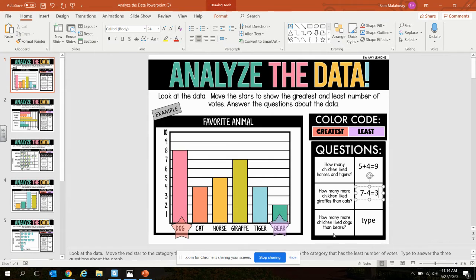How many more children liked dogs than bears? Well, there's that how many more. So we know we're going to subtract. We're going to look at the bigger number and the smaller number and find the difference. So let's see. Dogs was 8. Bears was only 2. So the difference between 8 and 2 is 6. So that is how you analyze that data.